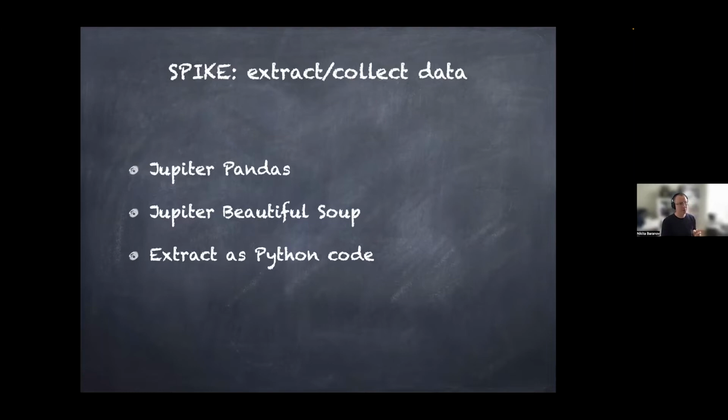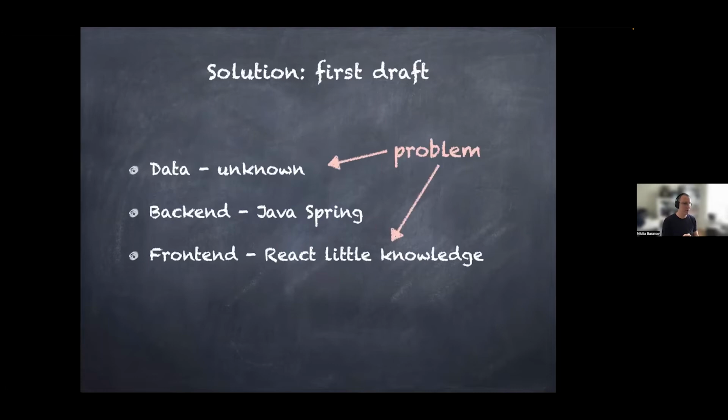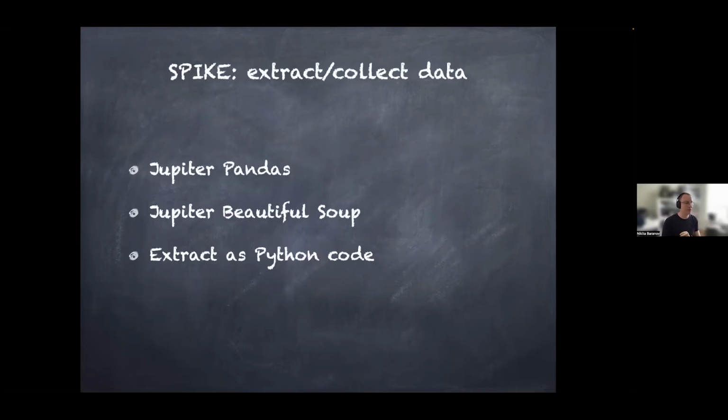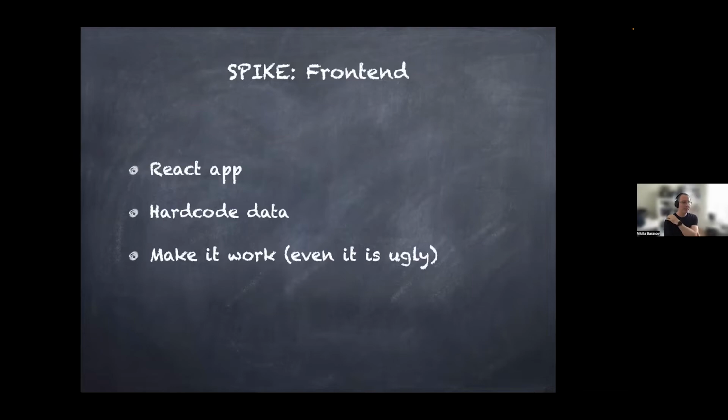So, back to our unknowns. The data part was more or less figured out. So I went to the second unknown problem, which is the front end. It's not totally unknown, but I have little knowledge. So I started again with a new spike, if you wish, for the front end. Same thing, created a new React app, just bare minimum, and hard coded the data that I extracted from the data source. Quite literally, I just copy pasted it into the JavaScript as an object.